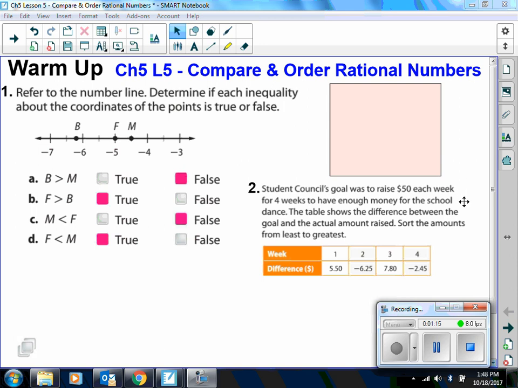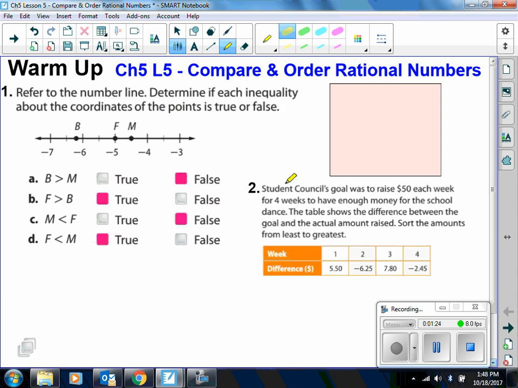Number 2 says the student council's goal was to raise $50 each week for 4 weeks to have enough money for the school dance. The table shows a difference between the goal and the actual amount raised. Sort the amounts from least to greatest. So we want to go from smallest to biggest, right? From least to greatest.